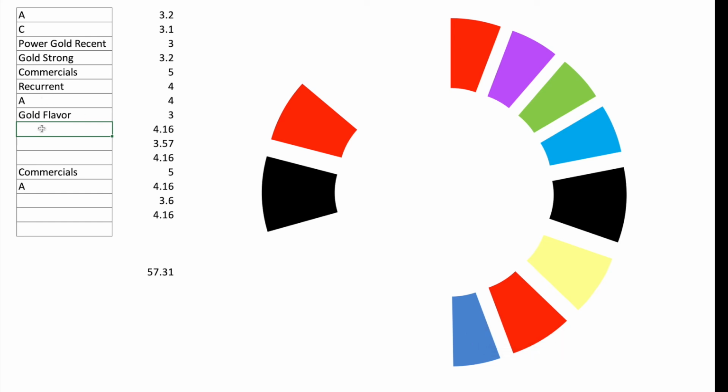Probably an A or a B, but we've already used up the A, so let's throw a B in here. And let's drop back a little bit, but not too far. We'll do some Power Gold Old, which actually doesn't go back all that far, but they're super strong testing, and you know that.